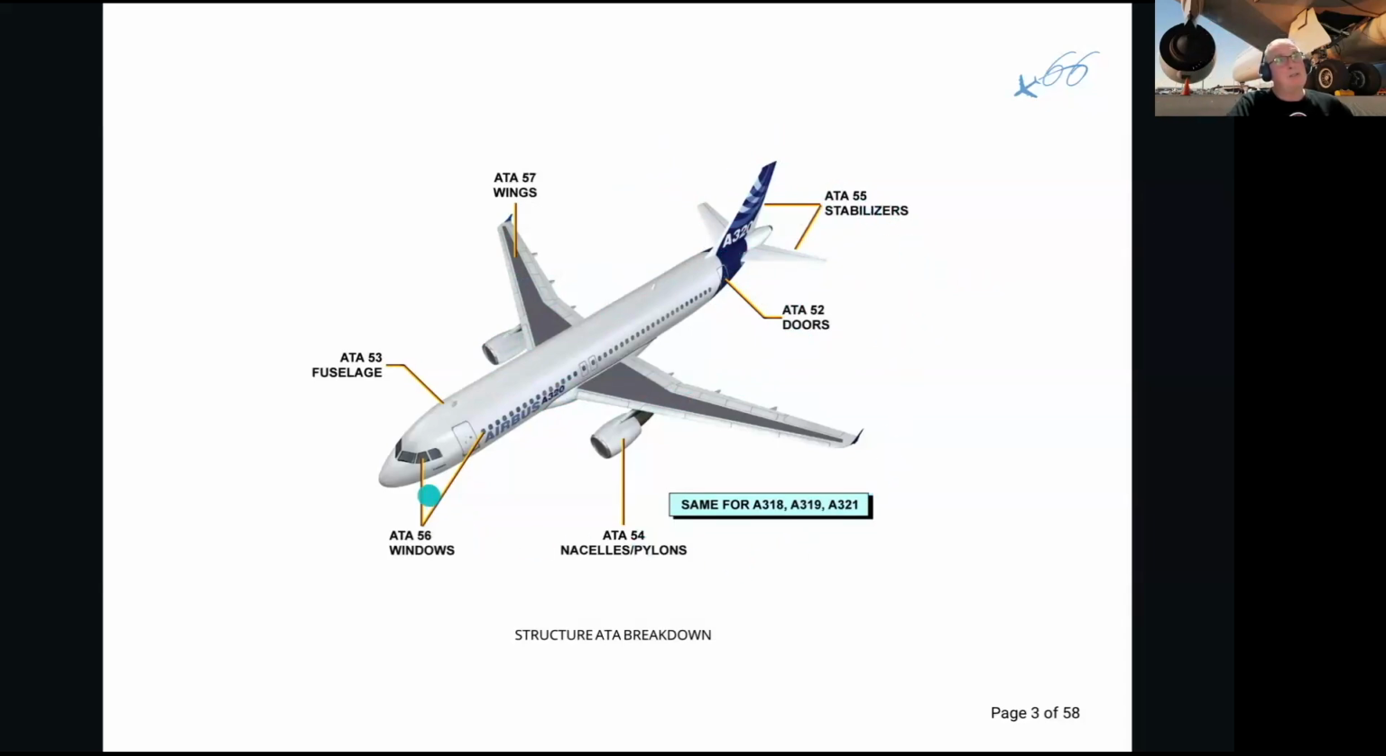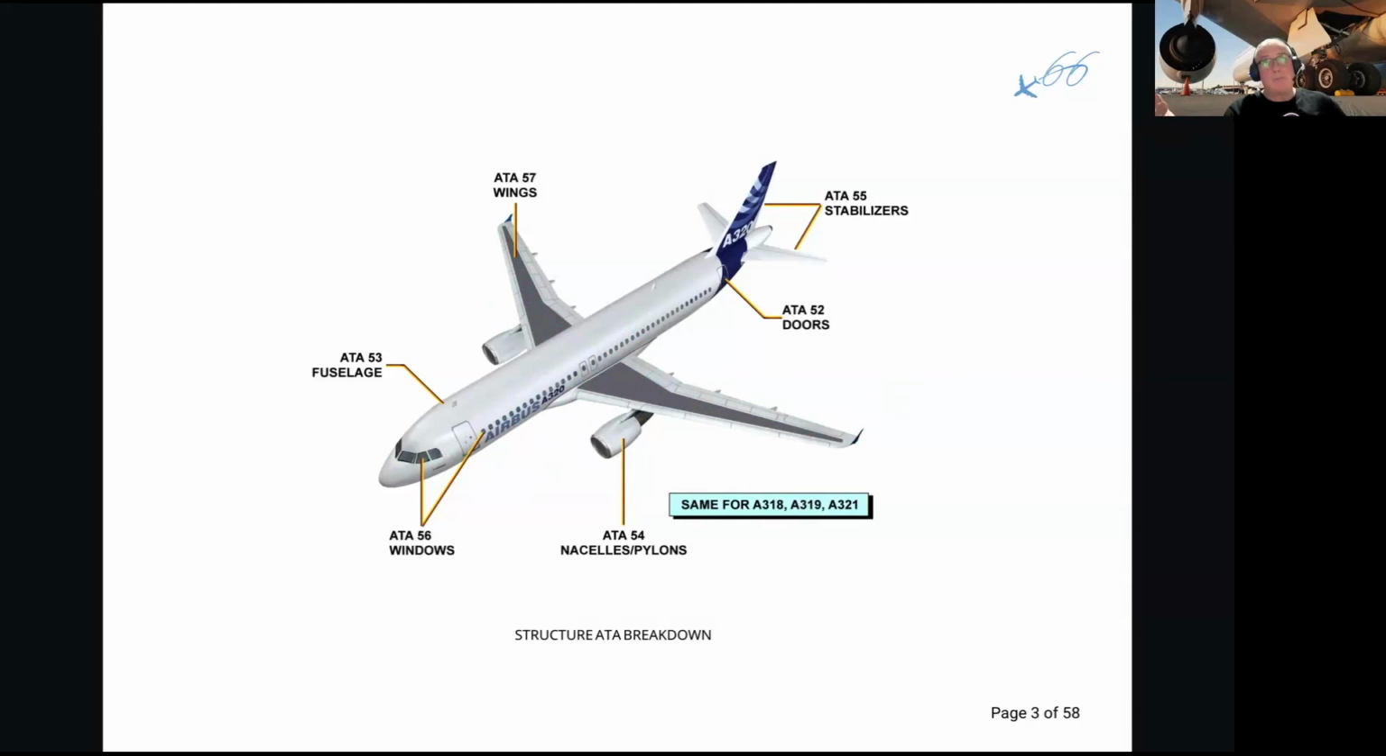56 is windows. Okay, so we have the cockpit windows and all the cabin windows, and there are some windows on the doors as well, on the entry doors. And lastly, 57 is exclusively for the wings. Okay, and we use these chapters predominantly when we're doing structural work. Hence, that's why they're in the structural repair manual.